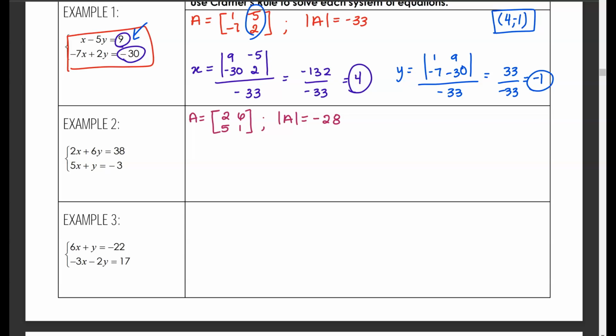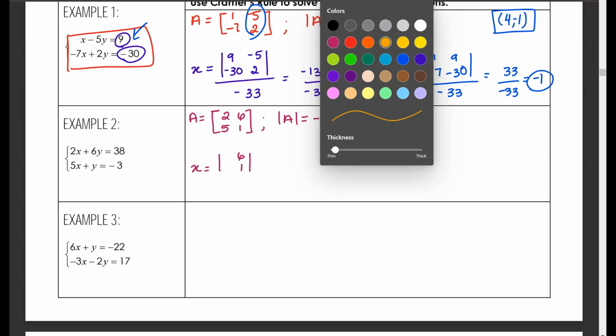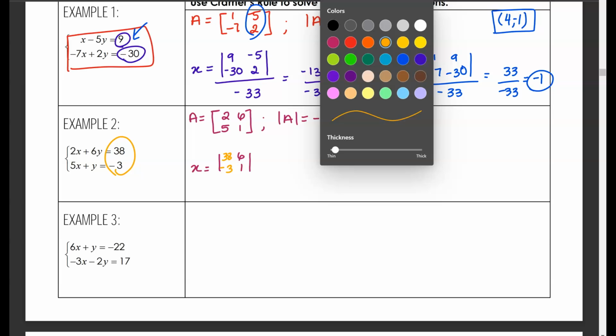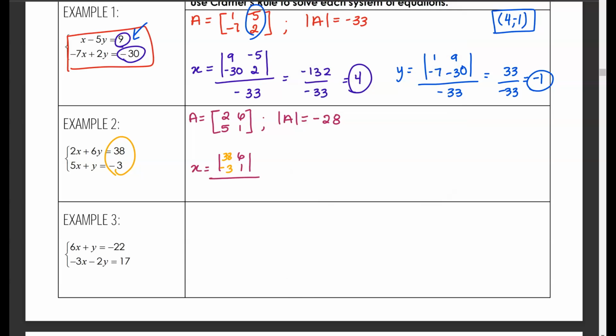Once we calculate that determinant, let's calculate our x value. Remember, it's going to be the determinant of the coefficient matrix, except instead of writing down the x values, we're going to swap them out for the 38 and negative 3, which are the results of that system. And now we're going to divide that over our determinant, negative 28.